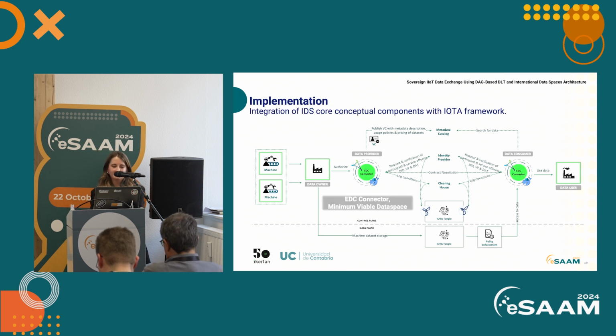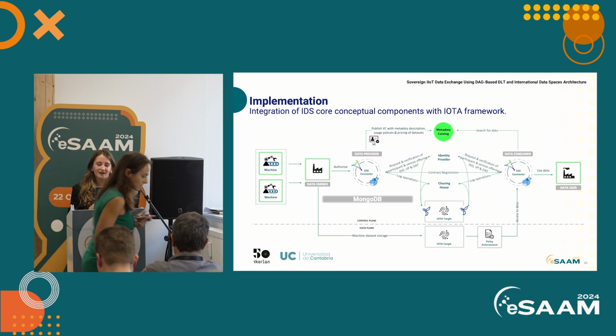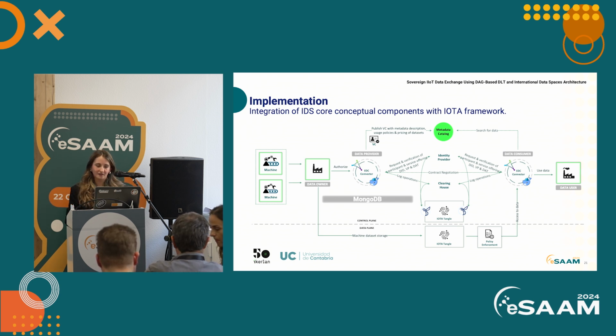So to end up with some details on the actual implementation of this small data space. As said, we are using the EDC connectors based on the minimum viable data space solution. As for the identity provider, we are implementing it with the IOTA Identity Framework. As for the metadata catalog, in the early stages of the project, we are using a Mongo database, and we are implementing a central metadata catalog.